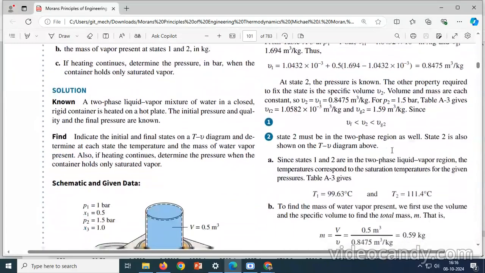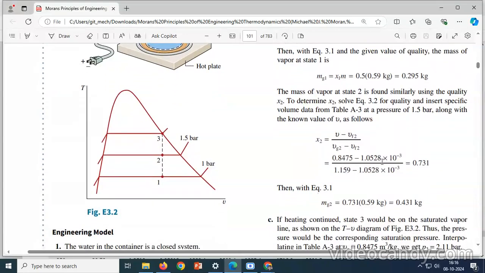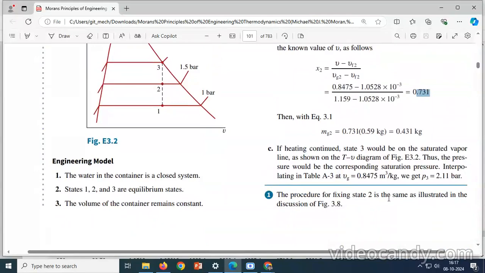So replace all 1 with 2. This becomes V2 equals x2 into Vg2 minus Vf2, plus Vf2. Once you substitute all the values from the table as explained earlier, and you have already found the specific volume V2 0.8475, same volume, you will get the quality of the steam. Now what is the meaning of this 0.731? 0.731 means 73.1% it is containing vapors, remaining 27% it is containing liquid. Point is clear? Are you understanding all the steps? Not understanding anything? Please reply.